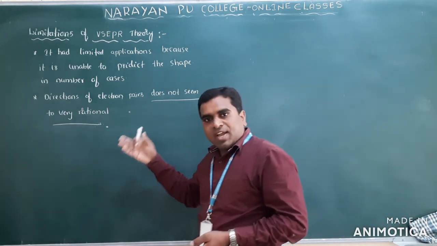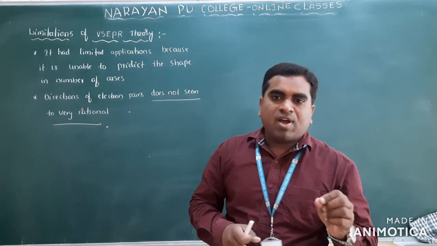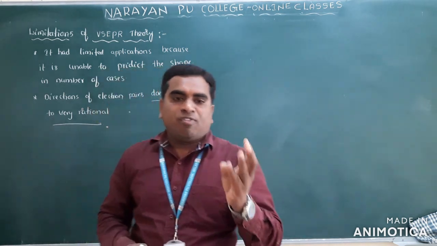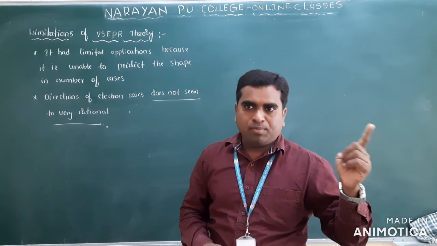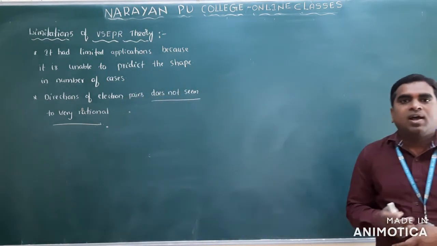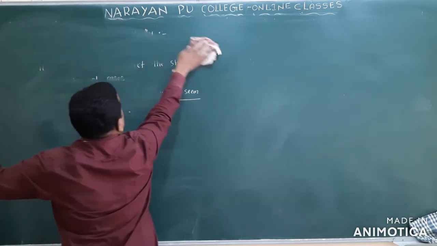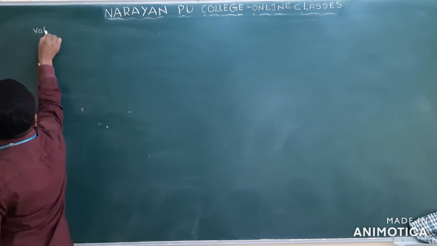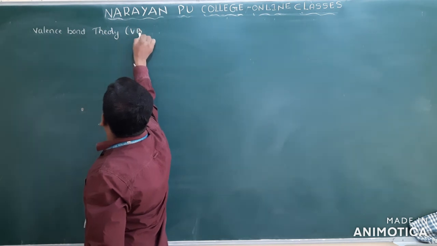Clear? To overcome these limitations, two more theories have been introduced: one is valence bond theory and another is molecular orbital theory. First we will discuss valence bond theory, and after that we will go for molecular orbital theory. I said first that we have four theories. The first, the Lewis and Kossel theory concept, we have completed, and VSEPR theory also we have completed. Now the third one we have to discuss is valence bond theory, which can simply be called VBT.